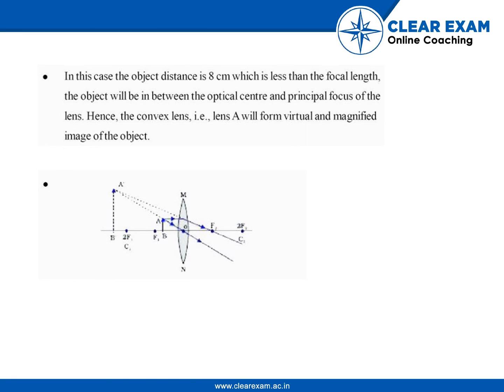So in this case, the object is placed at a distance of 8 cm from the lens, which is less than the focal length. The object will be in between the optical center and the principal focus of the lens. Hence, this is the convex lens, as convex lenses have the ability to converge a parallel beam of light into a point. The point is called the focal point of the convex lens, and the distance from the optical center to the focal point is called the focal length, and therefore the lens A will form a virtual and magnified image of an object. This is the object and this is the image we have formed.